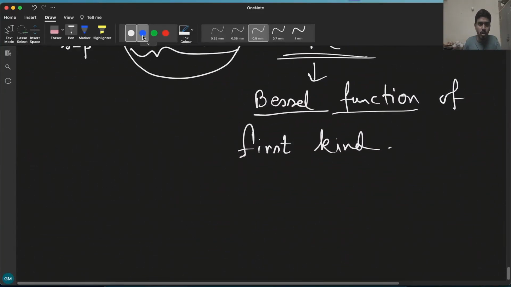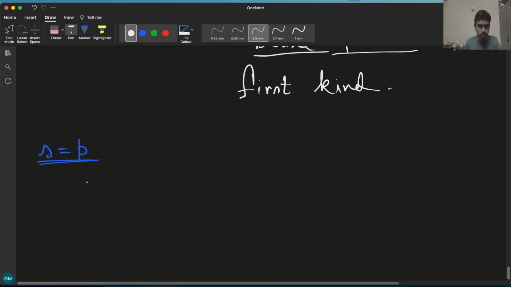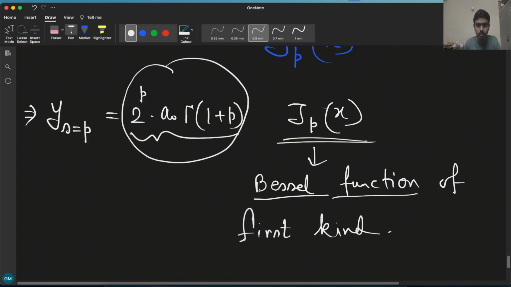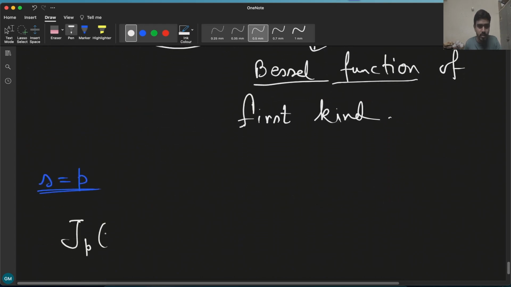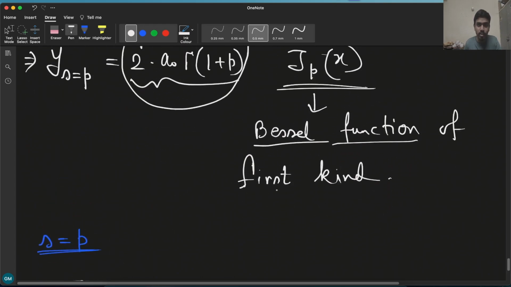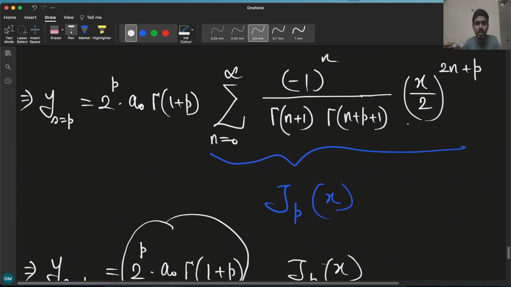So what we have got is, for s equals p, we got the solution that we are calling J_p(x). Because for different values of p, we will get different solutions, different functions. We will put in the values of p, write the summation, and we will get different solutions.